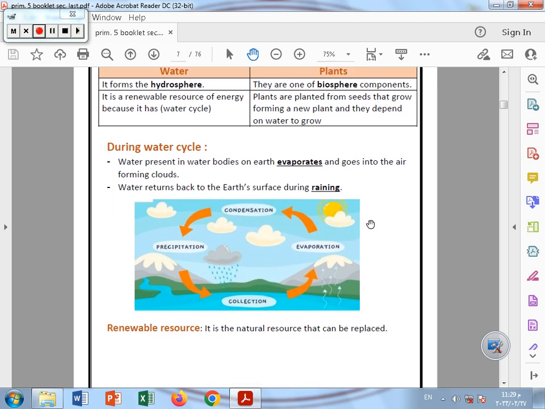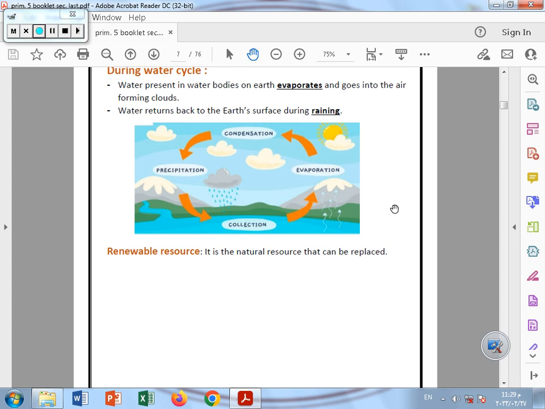So what happens during the water cycle? We know that water is a renewable resource, because during the water cycle, the water evaporates from any water body. The water evaporates, or changes into gas, then condenses to form clouds. After some time it rains, and the water returns back to the earth, like a cycle or a circle, so we call this the water cycle. That's all for this lesson, and thank you for listening.